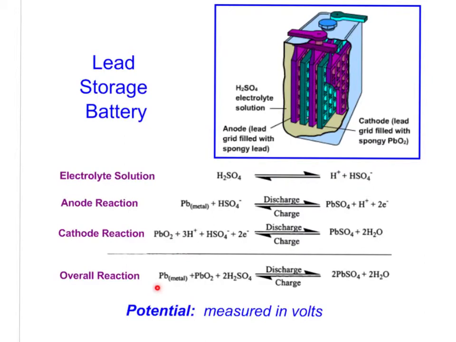In the lead storage batteries, each cell produces about 2 volts of that potential. And in an actual automobile battery, 6 of those little cells are connected to give us about 12 volts of potential.